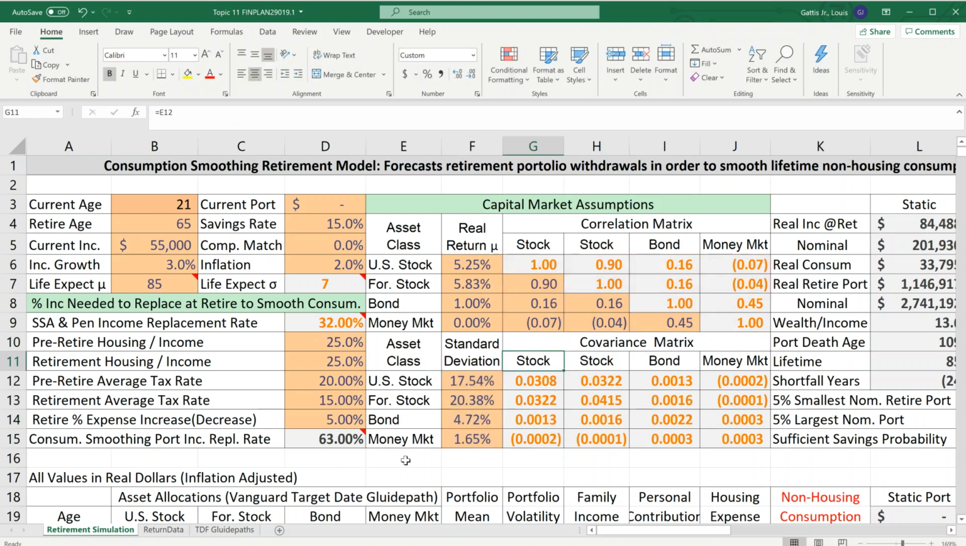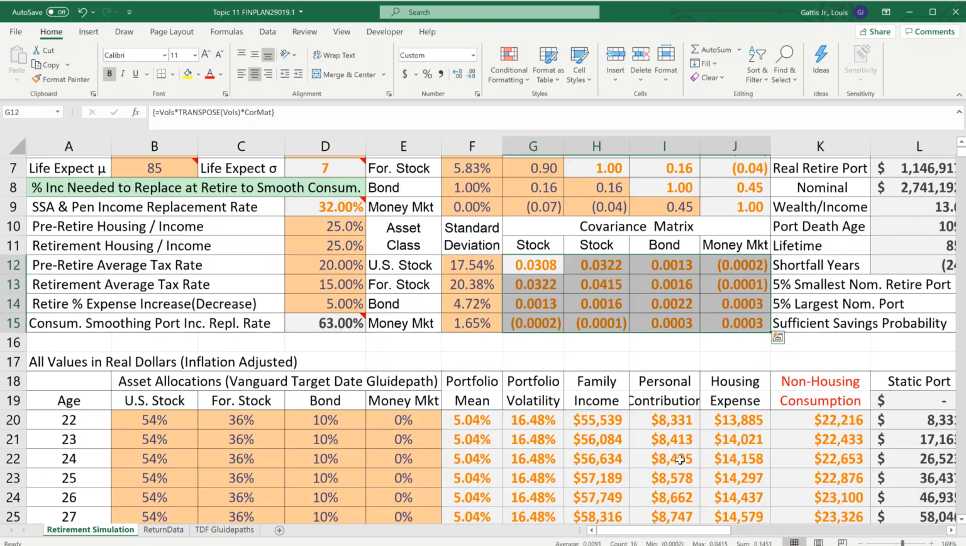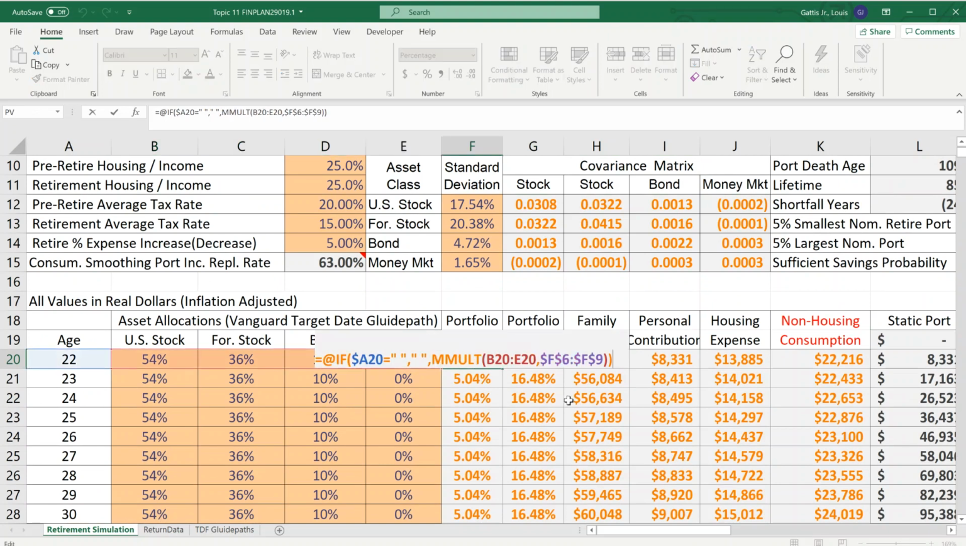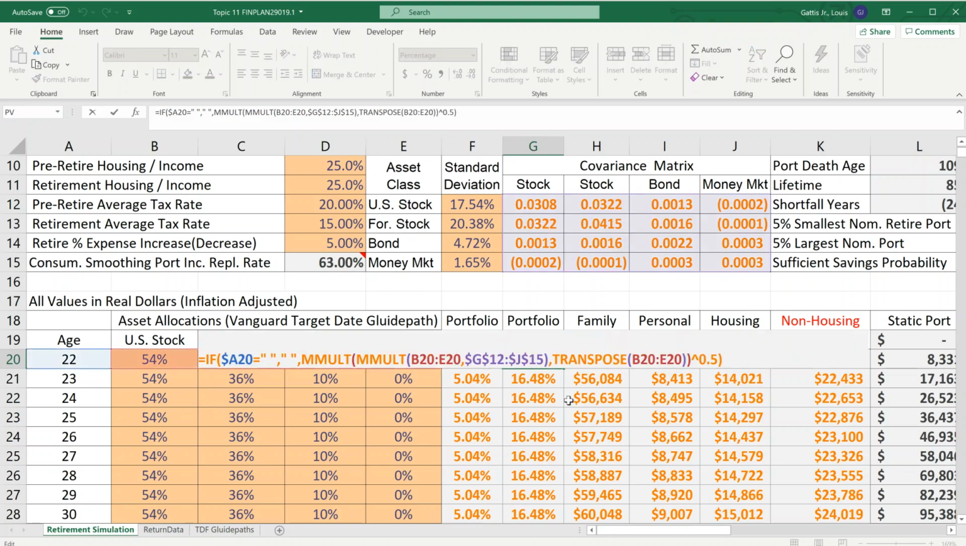And again, if I combine my correlations and my standard deviations, I get these covariance numbers I talked about in that earlier topic. All that information allows me to say when I'm age 22, assuming I'm in a target date fund, I'm going to have an expected real return of 5.04, which is probably more like 7.04 if you're looking at nominal returns, and a standard deviation of 6.5.